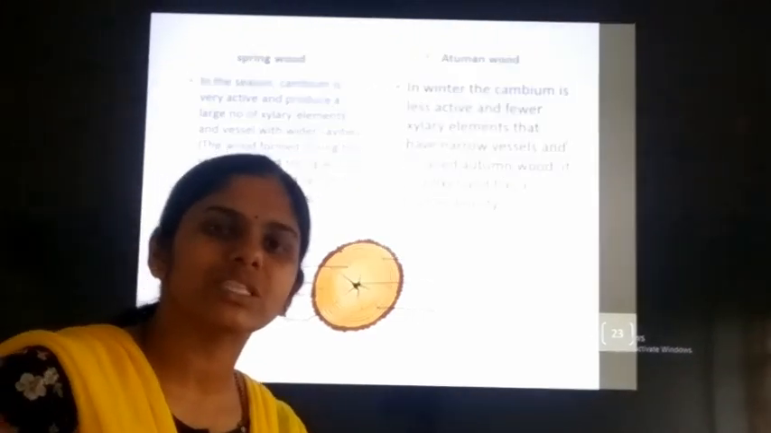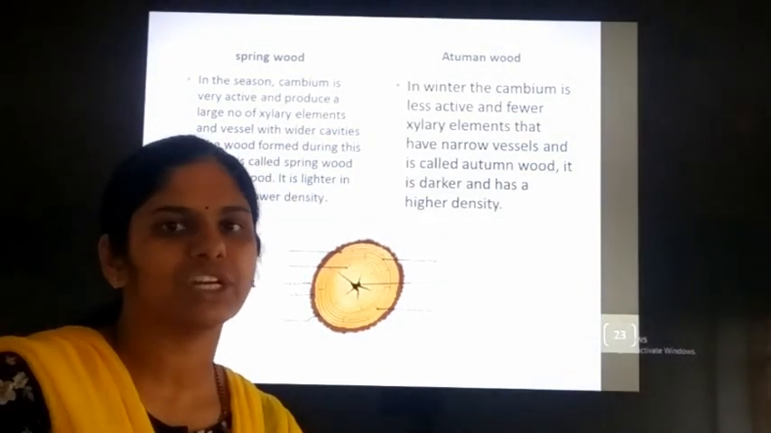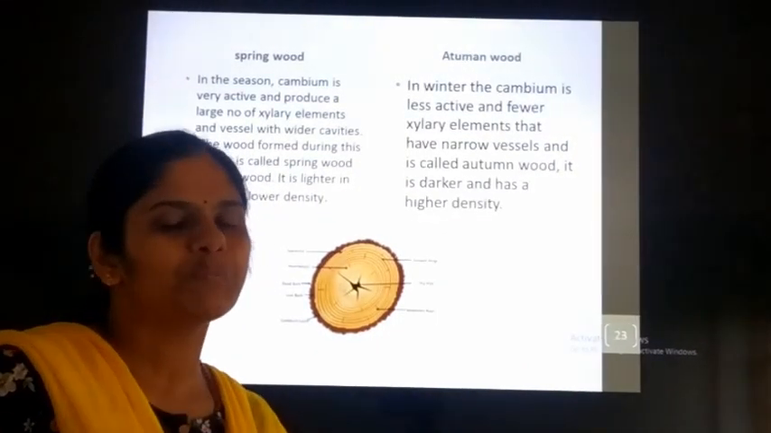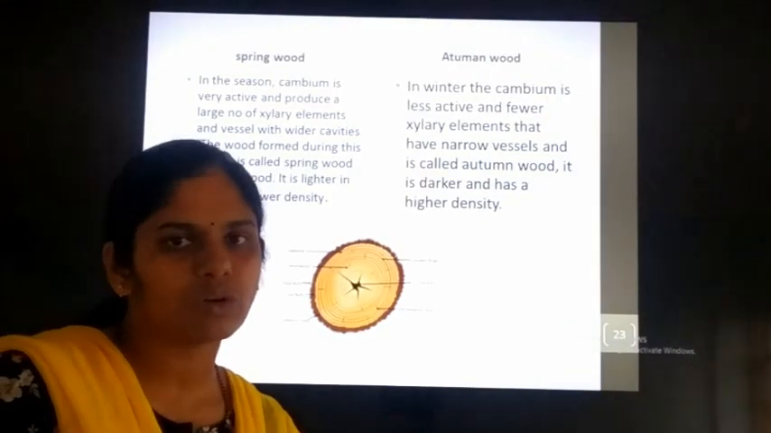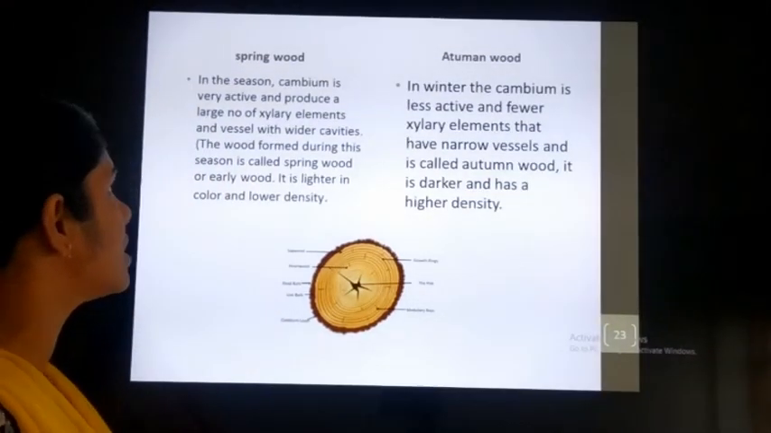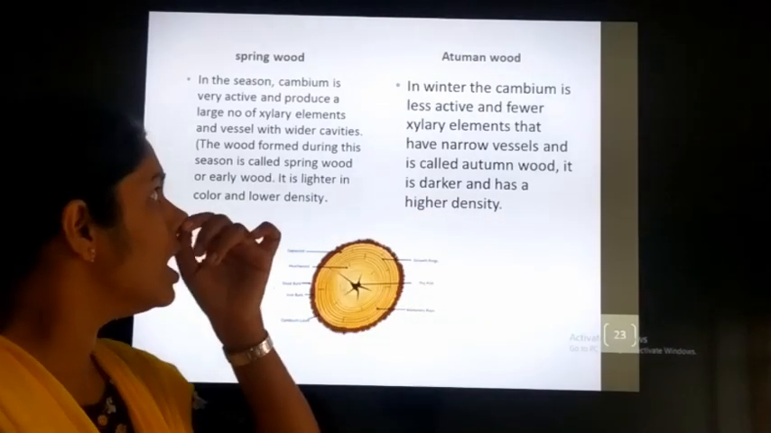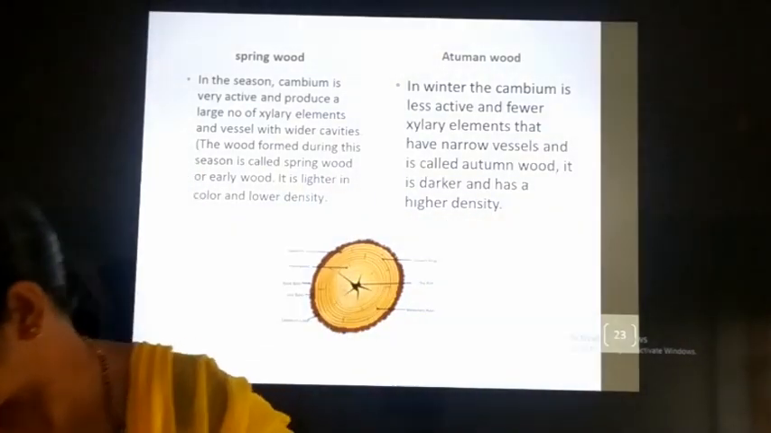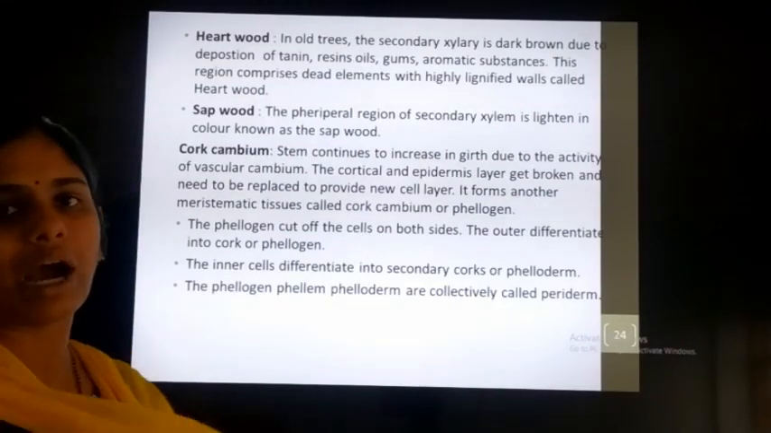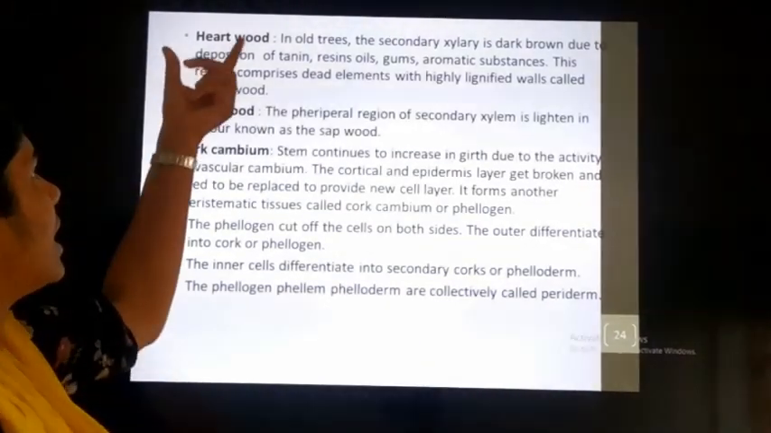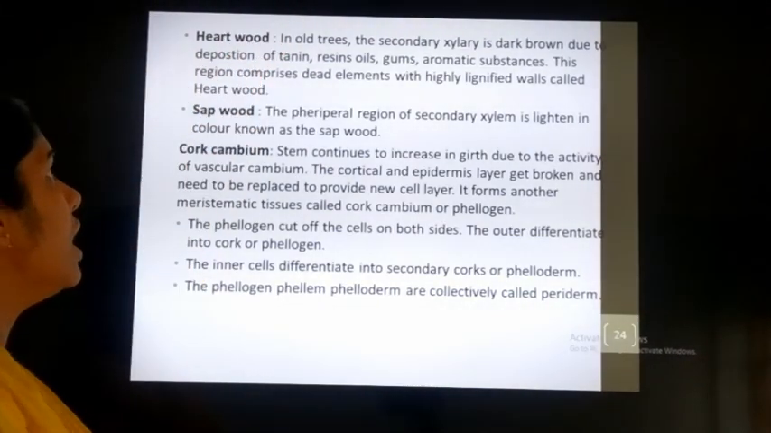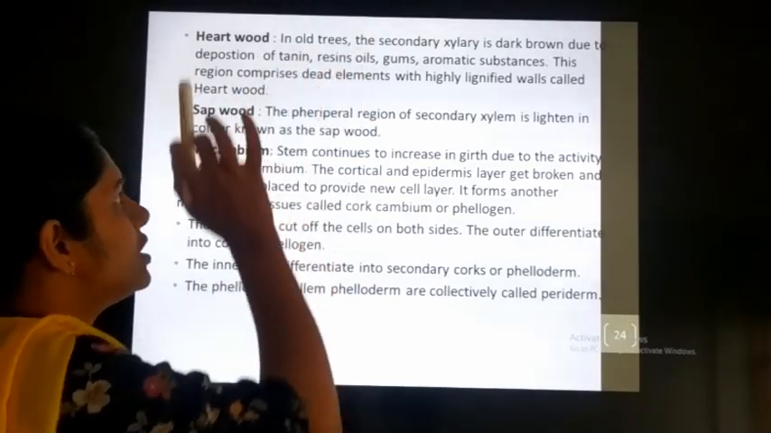So based on the season, the wood can be classified into two types: spring wood, which occurs in the spring season, and autumn wood, which occurs in the winter or autumn season. And next, another two types of wood are called hardwood and softwood. Hardwood is found in older trees.